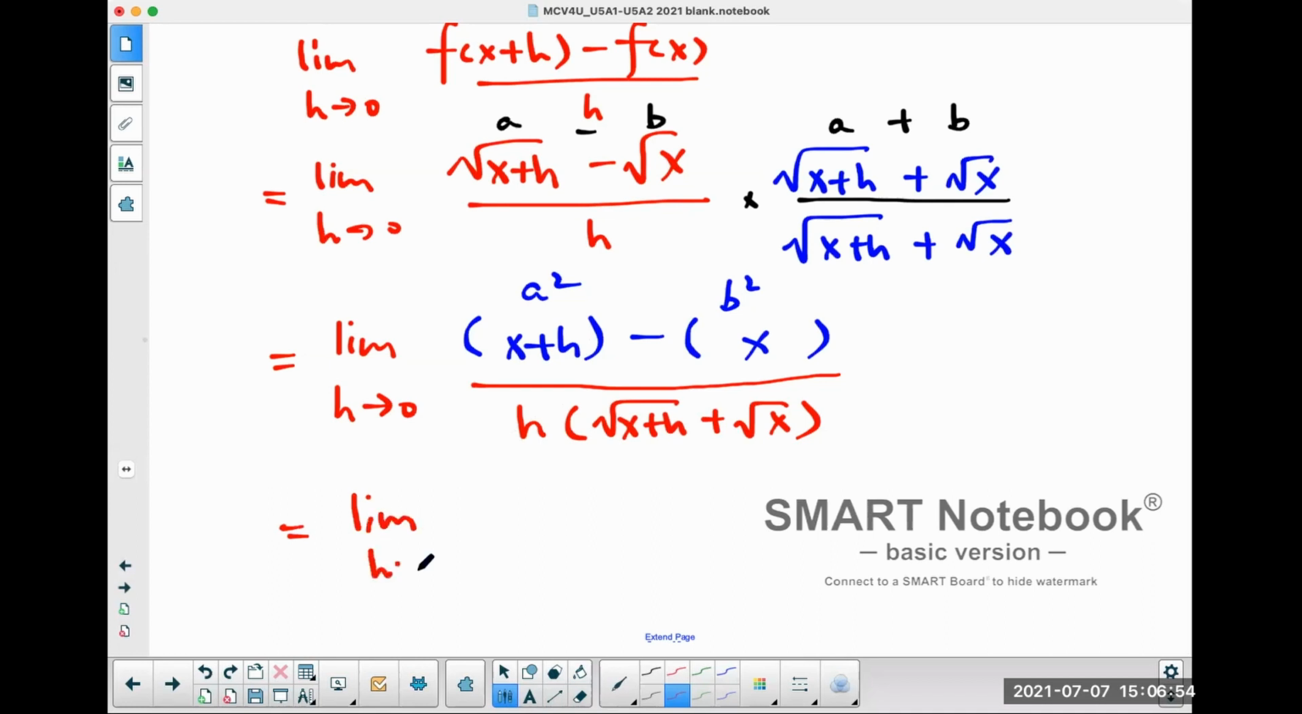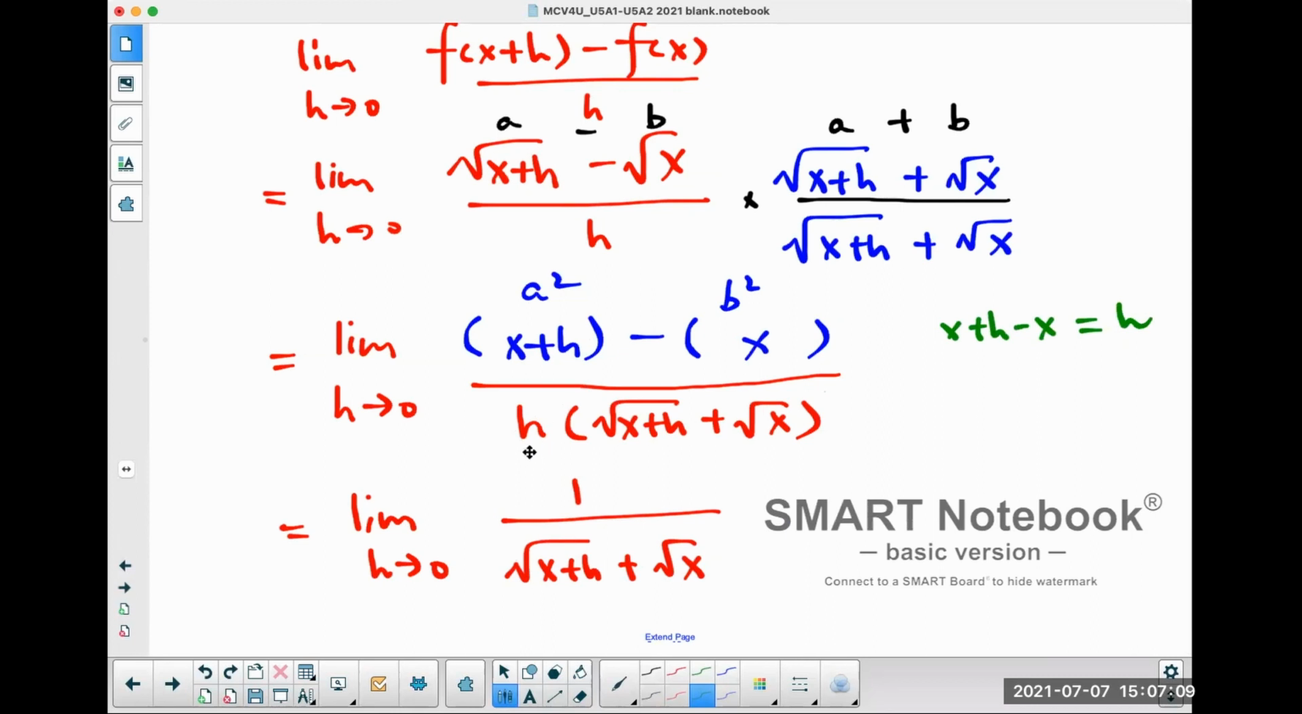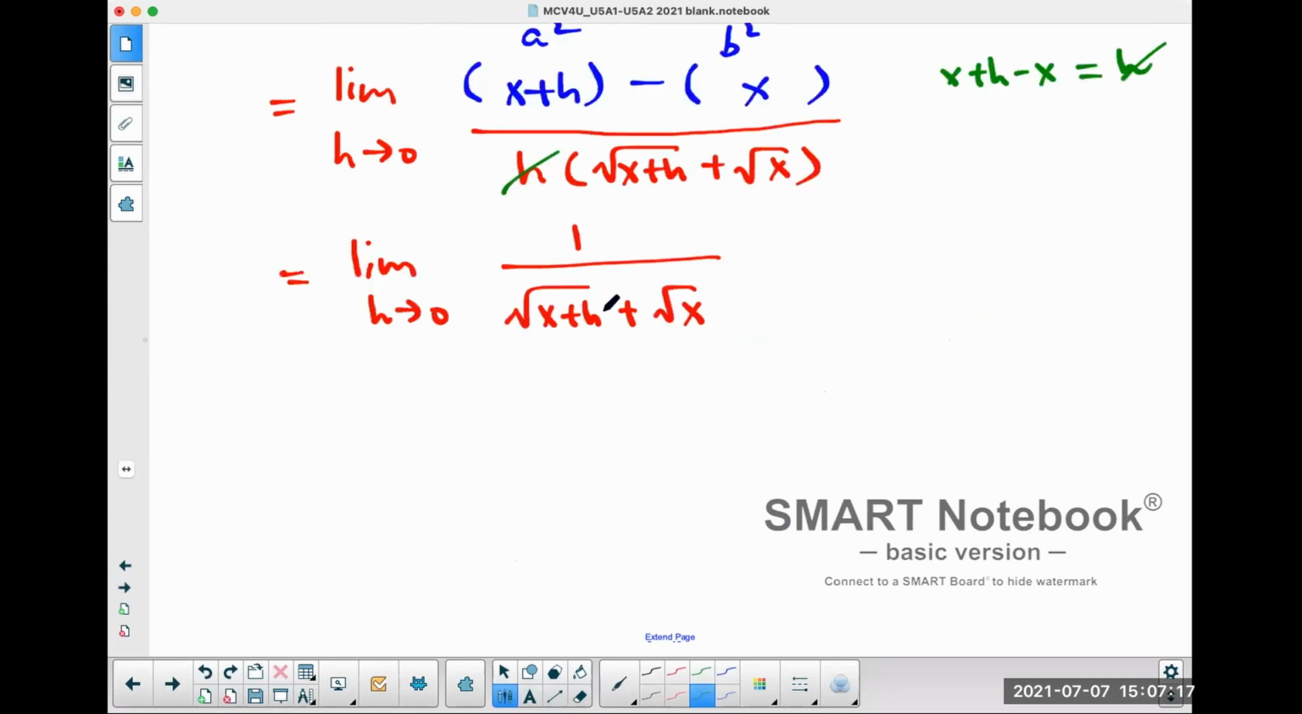So what's left is 1 over the square root of x plus h plus square root of x. Okay, again, I'm not showing this part, but it's x plus h minus x, which becomes h. And then h and h will cancel out. Okay. Now, what happens when h becomes 0? This guy is 0, which means the answer is 1 over square root of x plus another square root of x. That's 1 over 2 square root of x.